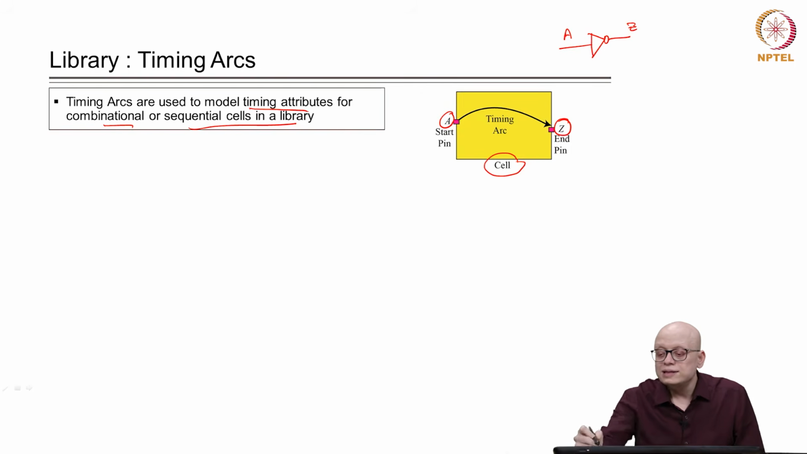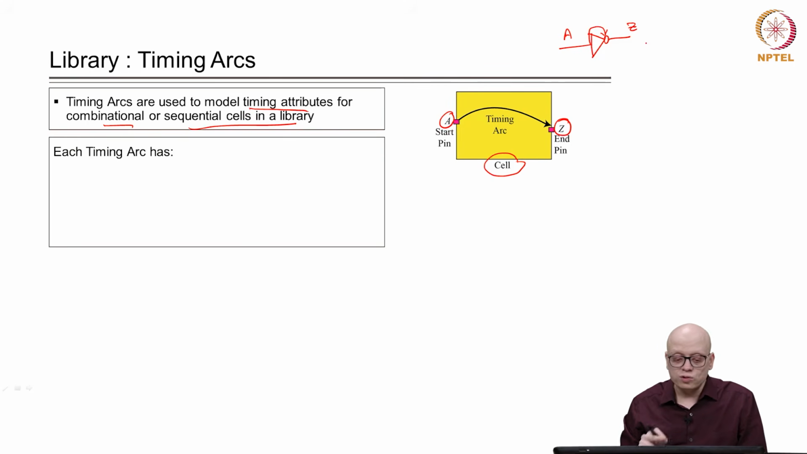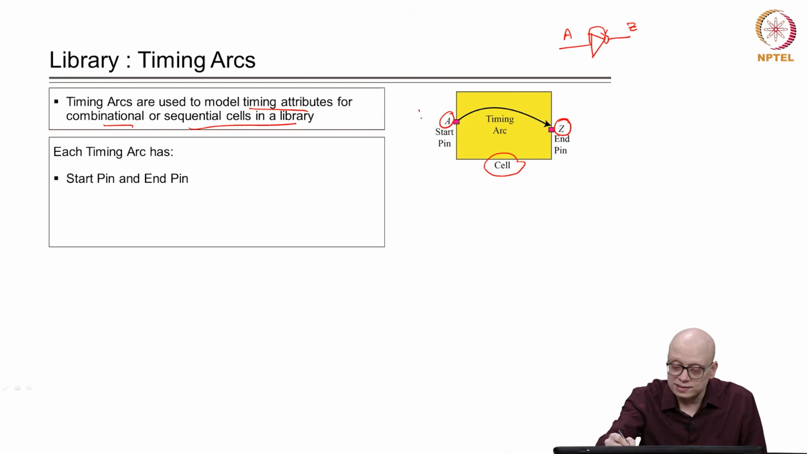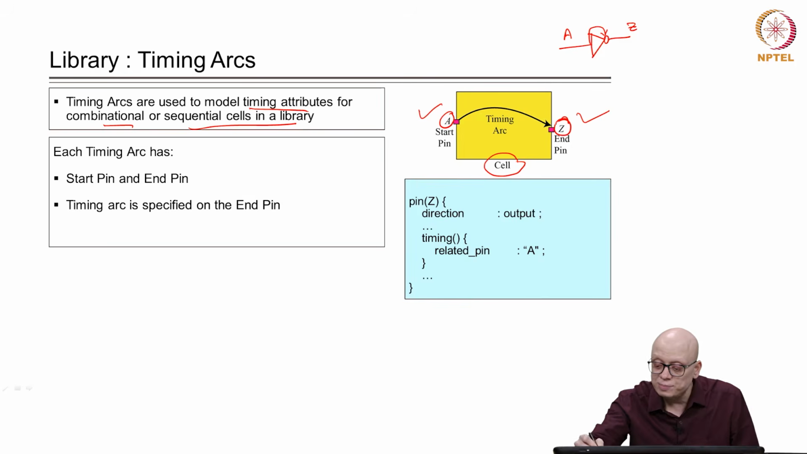Now, we know that there is a delay between the input A and Z. So, that information will be modeled using a timing arc. Now, more formally, what does a timing arc have? A timing arc has a start pin, in this case A, and an end pin, in this case Z. The timing arc is specified at the end pin, meaning at the pin Z.